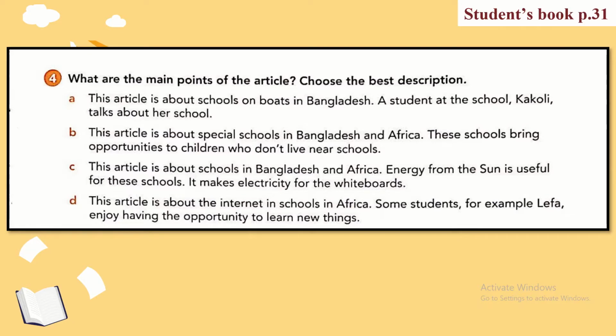Let's do some activities. These activities are present in your student's book. You can write your answers in your book directly. What are the main points of the article? Choose the best description. Pause the video, read all the options and choose the best description for the article. Option B is the best description for the article. Option B says, this article is about special schools in Bangladesh and Africa. These schools bring opportunities to children who don't live near schools.